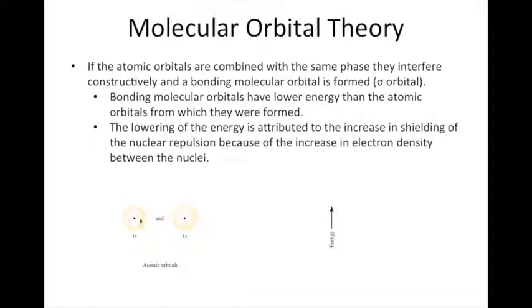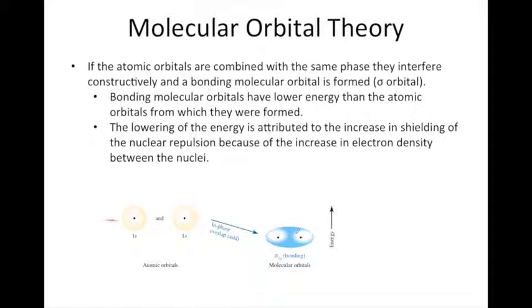Here we have, let's say, hydrogen. We have two 1s orbitals, and those are going to combine. So those combine, and let's say they combine in phase. If they combine in phase, we end up with a bonding molecular orbital. So we end up with a lower energy. The bonding molecular orbital, you can see, is lower energy than the two atomic orbitals that formed it. So this is a more stable, lower energy orbital.